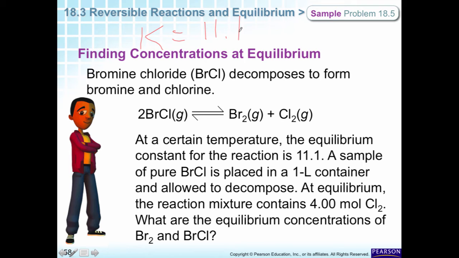We know that's in 1 liter, and we allow it to decompose. Then it tells us some information. It says at equilibrium we have 4 moles of Cl2. What are the equilibrium concentrations of Br2 and BrCl? Okay, so if we have 4 moles of Cl2, and 2 makes 1, so that must be 8 to start with. Then this has to be 4 also. Make sense? Because they would have to be the same amount.